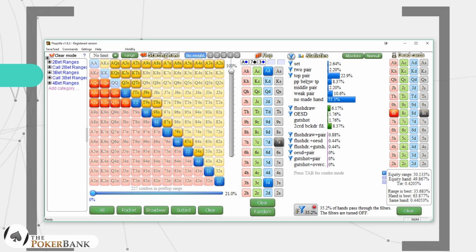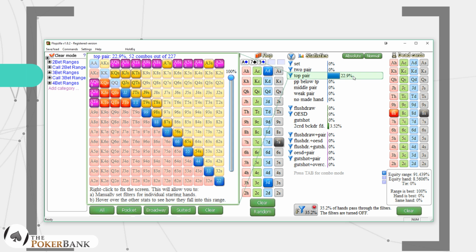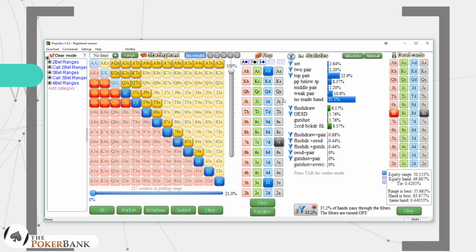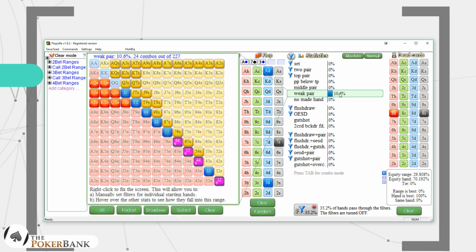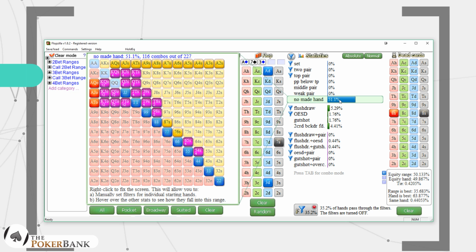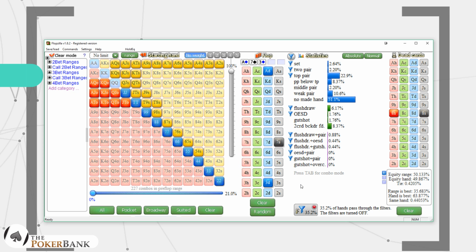And you notice here that they don't have a tremendous amount of monster hands, right? They have 23% top pair, they have a little bit of two-pair and sets, but ultimately a large chunk of their range is going to be right here in no made hands. There's going to be some weakish pairs, right? That alone is roughly 60% of their range right this moment.